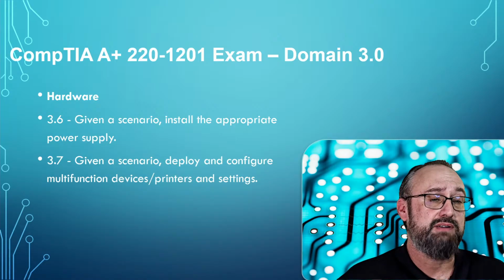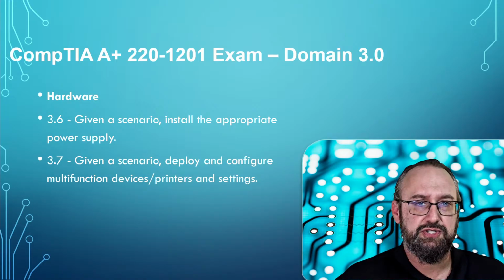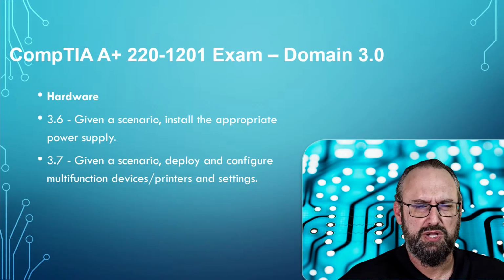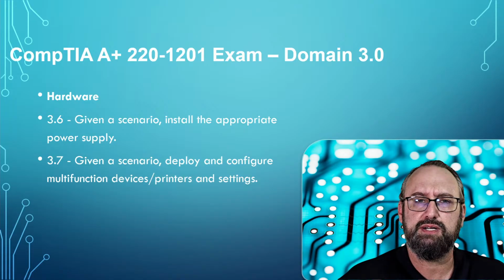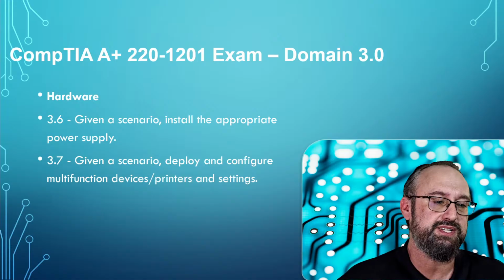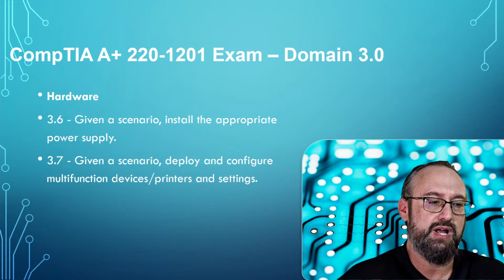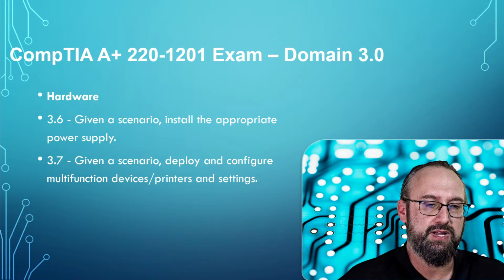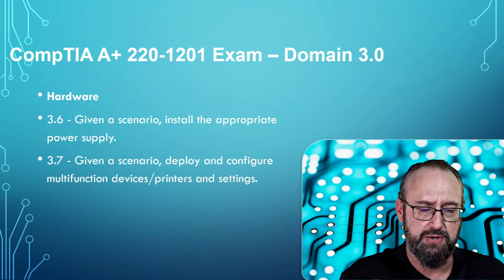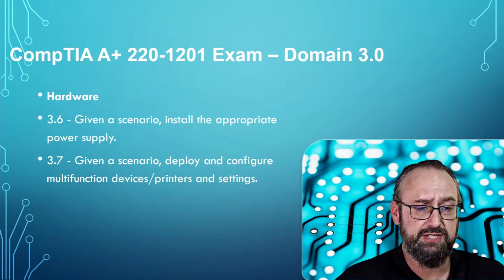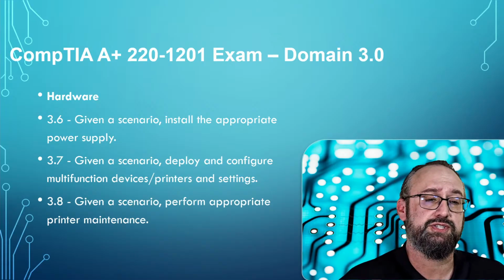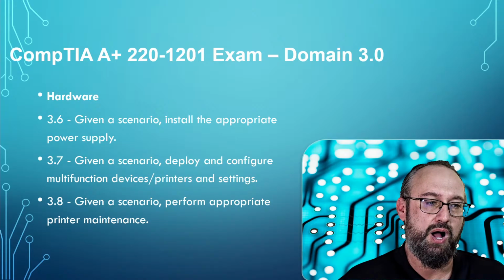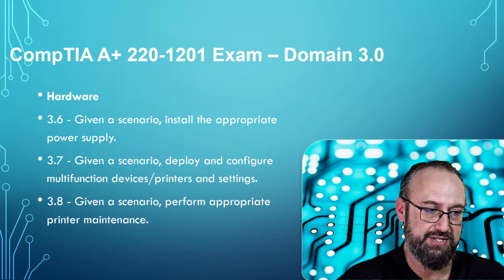And then we move into 3.7, and when we look at 3.7, this is where, in fact, the last two objectives under this domain are all really about printers and MFDs, or multi-function devices. And you can see, given a scenario here, deploy and configure MFDs or printers and their associated settings, including things like knowing the different device connectivity technologies, whether it happens to be USB, wireless, or Ethernet. What are some of the configuration settings like duplexing, page orientation, and tray settings. And then finally, in the hardware section, we move into performing the appropriate printer maintenance. And this is where we have to do maintenance on laser, inkjet, thermal, and impact-based printers.